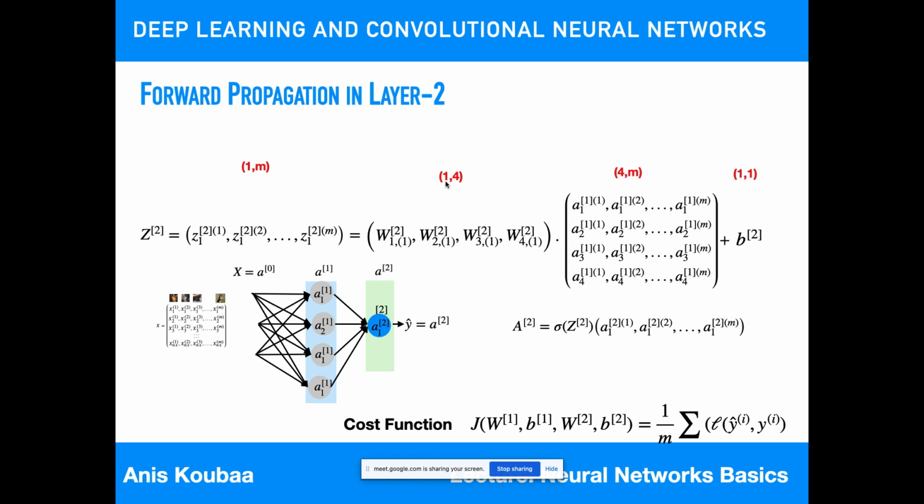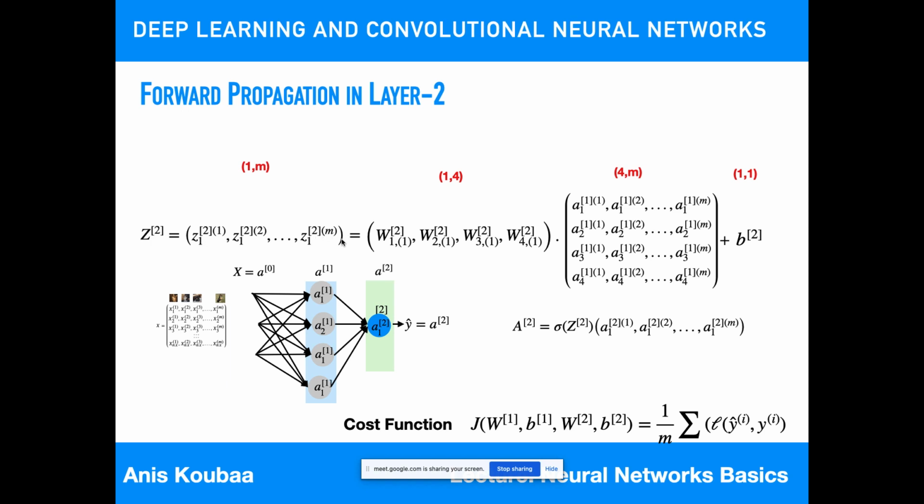Because we have one output value at the end of the layer, we have 1 here multiplied by 4, because we have 4 inputs to that layer. So this is a dot product, 1 by 4 times 4 by M. It will result in a value of 1 by M, which will be the size of Z2. And of course, we use broadcasting. We will have a scalar, and this scalar will be added to all the values resulting from this dot product. These will be the values of Z2: Z for the first image, for the second image, and for the Mth image.